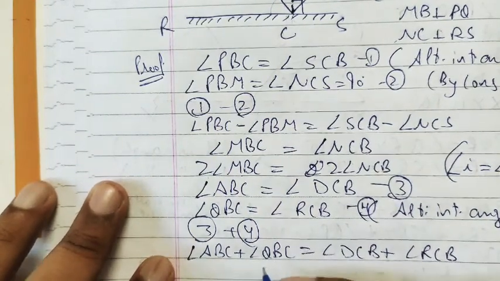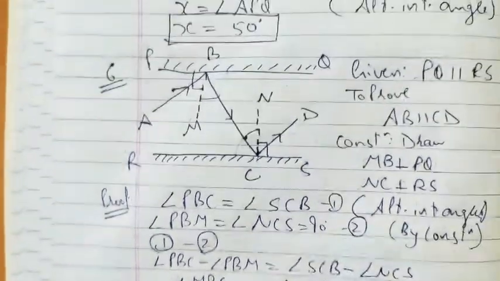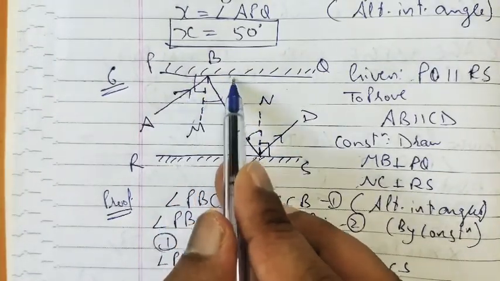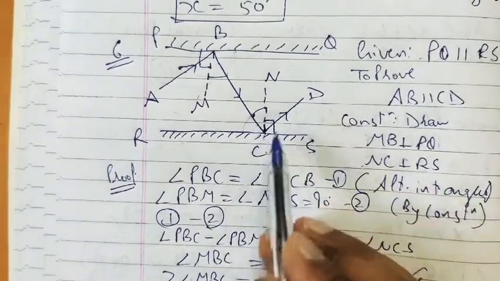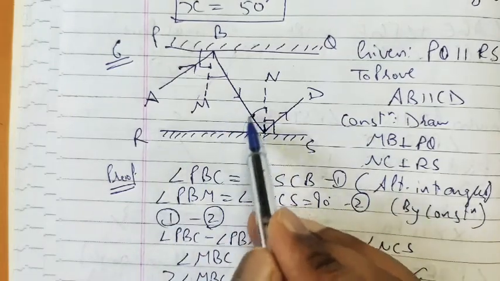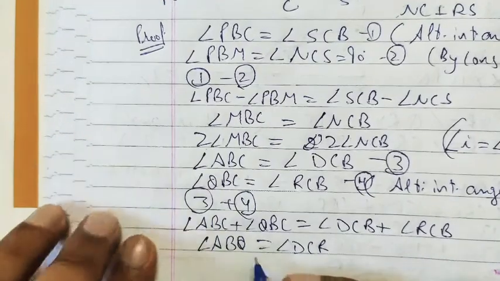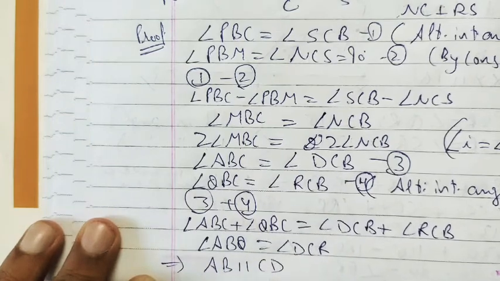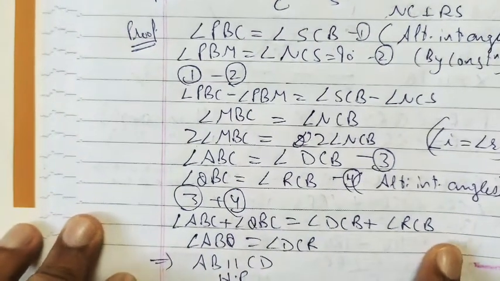So ABC plus QBC will be equal to angle ABQ. ABC is this one, QBC is this one. So the sum of both will be equal to ABQ. Similarly, DCB plus RCB will be equal to this whole angle, which is angle DCR. Now if alternate interior angles are equal, that means AB is parallel to CD. Hence proved. So this is our proof.